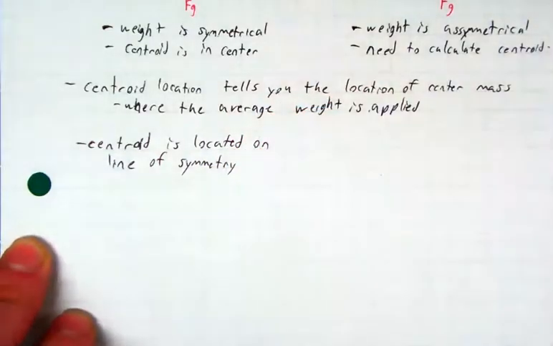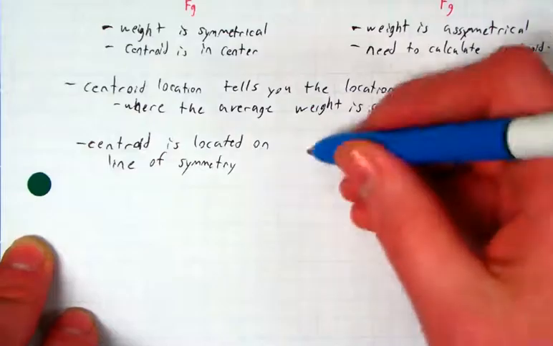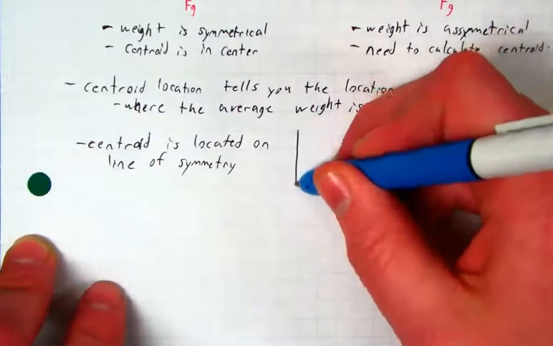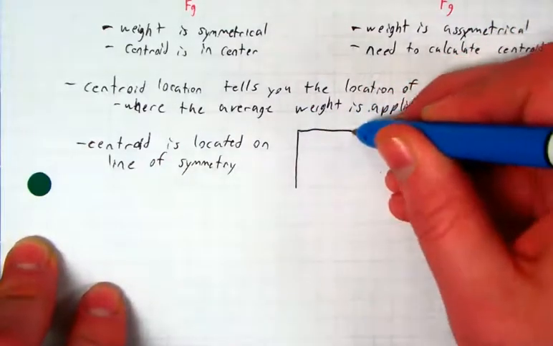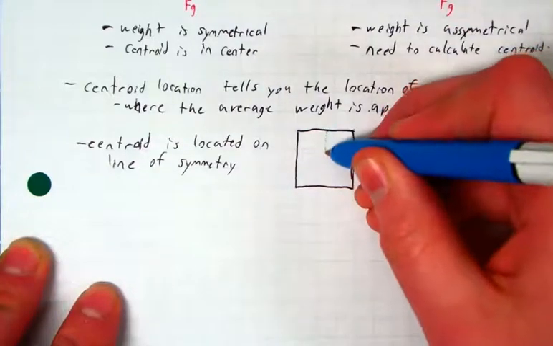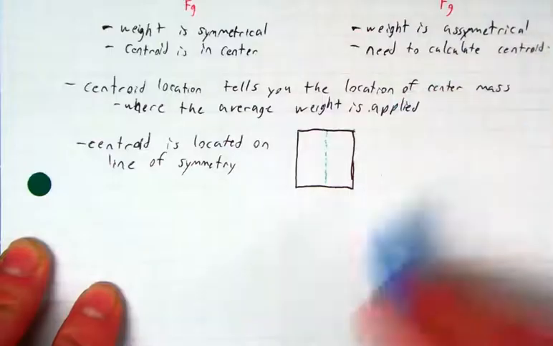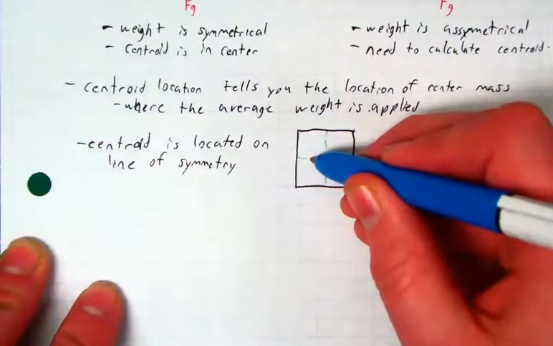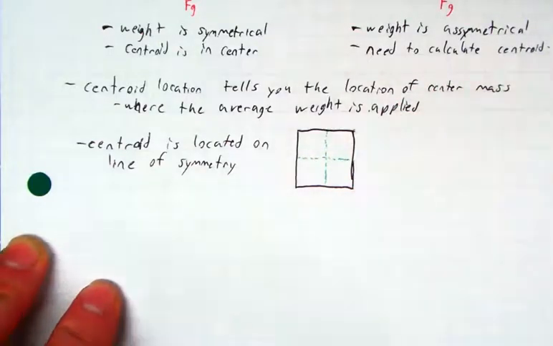To give you an idea, let's do some simple shapes. We'll start with a little 3x3 square. And if it has two lines of symmetry, the centroid has to be at the intersection of those two lines.